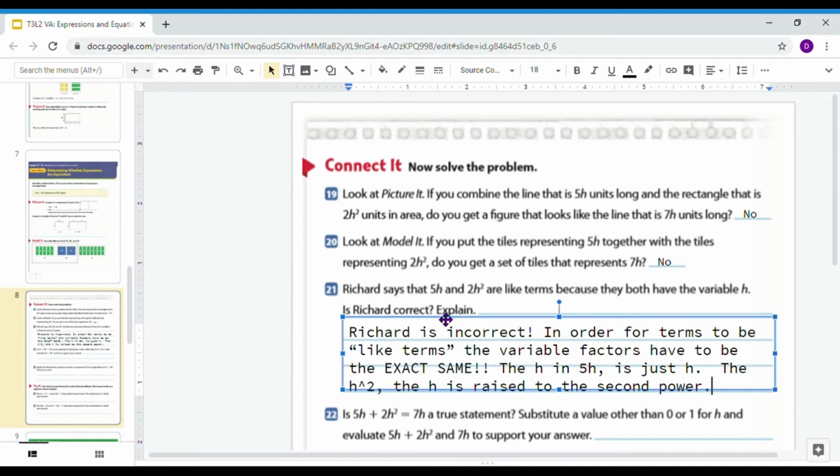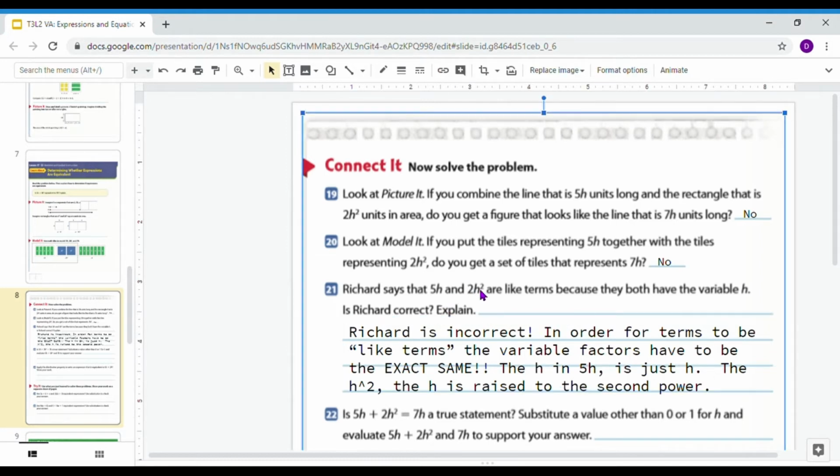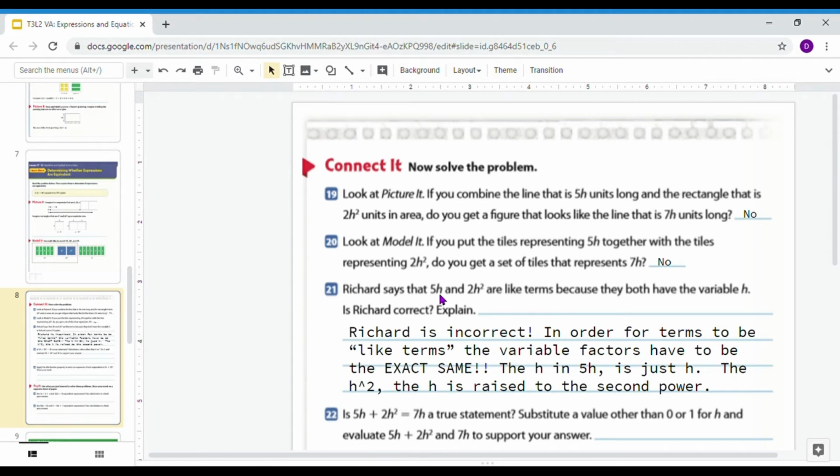What they're really trying to show you in number 21 is that you cannot at all combine terms that have different exponents. So in this case, I have h with no exponent, so in my mind I can think h to the first and h to the second. When a variable is being raised to a power, that makes it a different term. So therefore, you cannot combine 5h and 2h squared because they're not like terms.